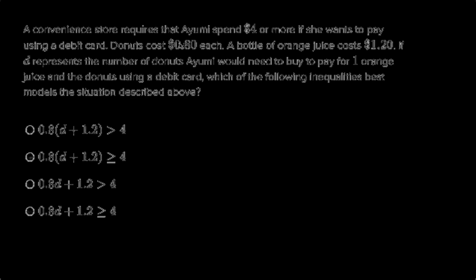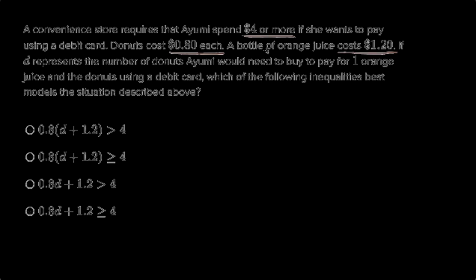A convenience store requires that Yumi spend $4 or more if she wants to pay using a debit card. Donuts each cost 80 cents. A bottle of orange juice costs $1.20. If D represents the number of donuts Yumi would need to pay for one orange juice and the donuts using a debit card, which of the following inequalities best models the situation described above?